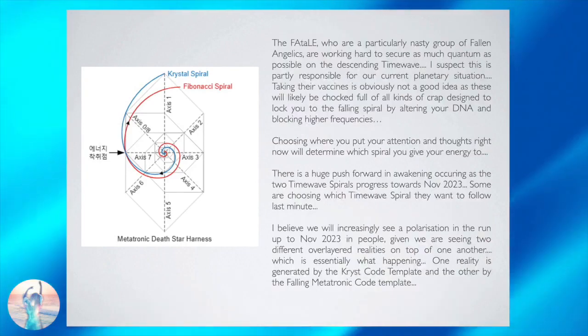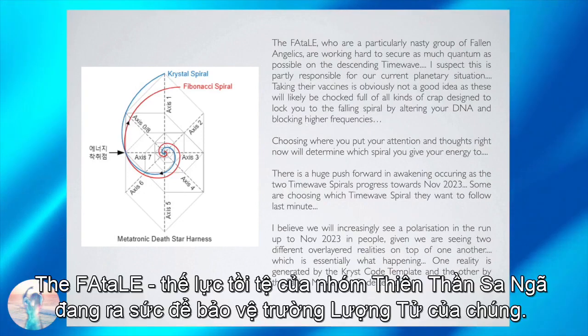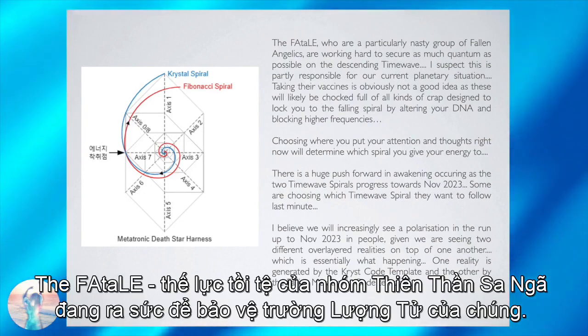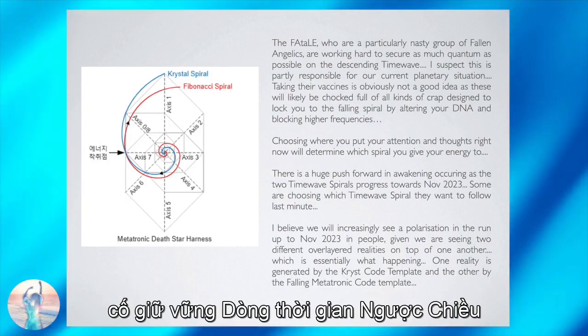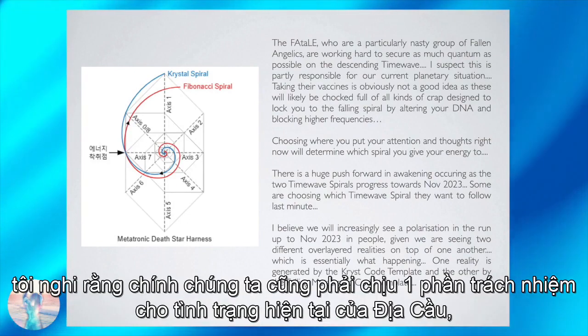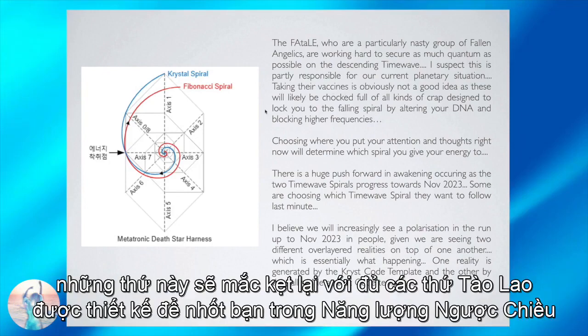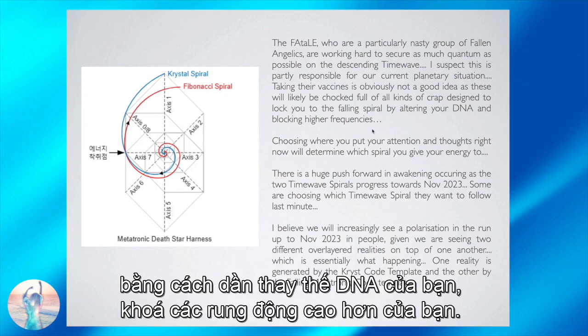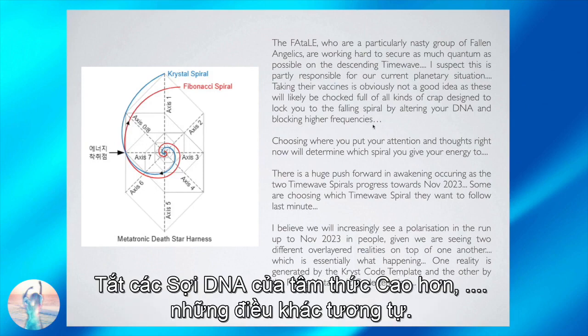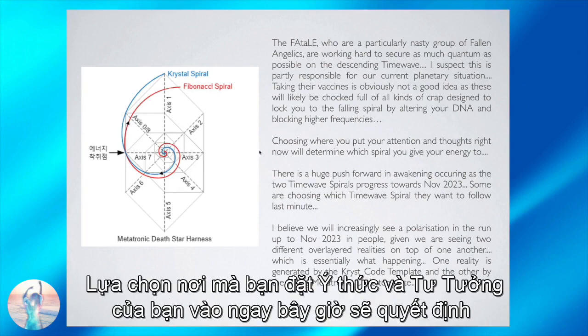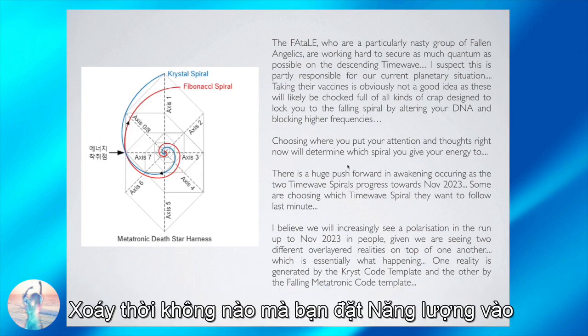The Fatally, who are a particularly nasty group of fallen angelics, are working hard to secure as much quantum as possible on the descending time wave. I suspect this is partly responsible for our current planetary situation. Taking their vaccines is obviously not a good idea, as these will likely be chock full of all kinds of crap designed to lock you into their falling spiral by altering your DNA and blocking higher frequencies, like turning higher DNA strands off and stuff like that. Choosing where you put your attention and thoughts right now will determine which spiral you give your energy to.